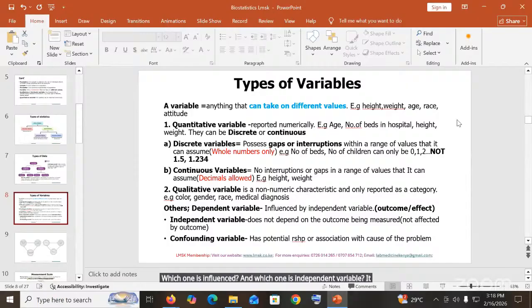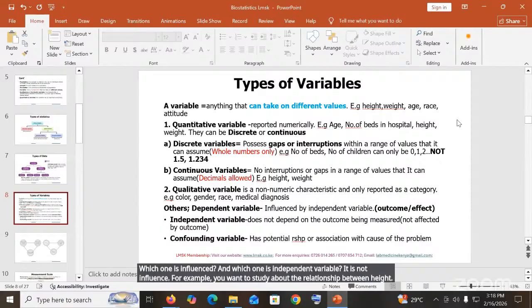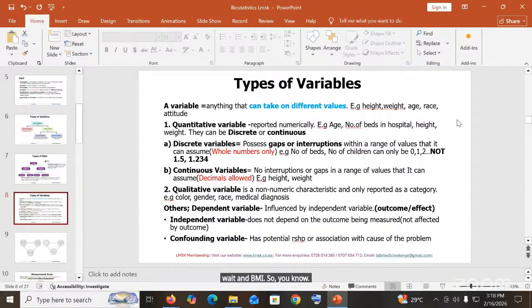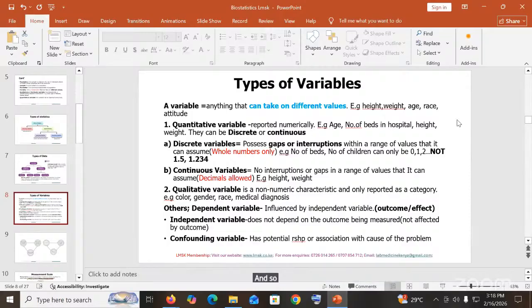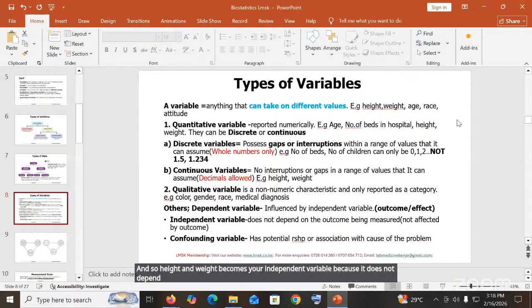It is not influenced. For example, you want to study the relationship between height, weight, and BMI. So you need to define which is your outcome, which we call the dependent variable. For example, it becomes the BMI, because BMI will be influenced by your height and weight. And so height and weight become your independent variables because they do not depend on BMI. But BMI, on the inverse, depends on them. So your dependent variable is BMI, and your independent variables are height and weight. So they are not affected by the outcome.